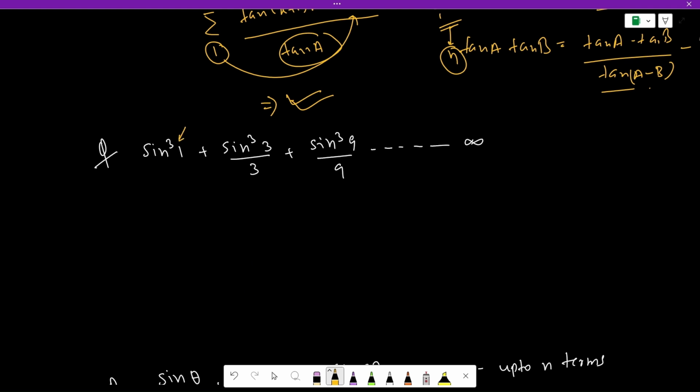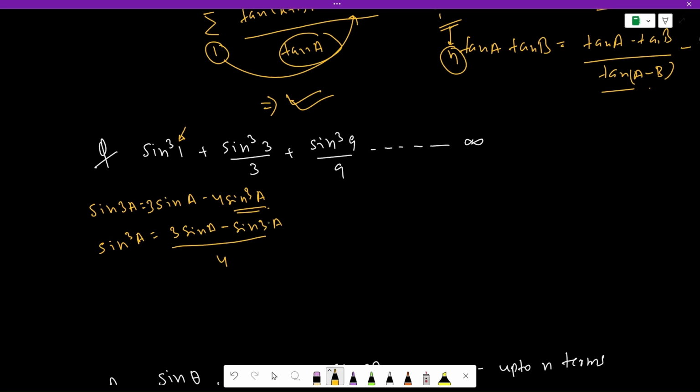Now where you have seen sine cube, I hope you could remember that sine 3a equals 3 sine A minus 4 sine cube A. Now here you get sine cube. So you can get the value of sine cube from here and then put it there. So sine cube A equals 3 sine A minus sine 3A divided by 4. Right, now let's just put this value here.